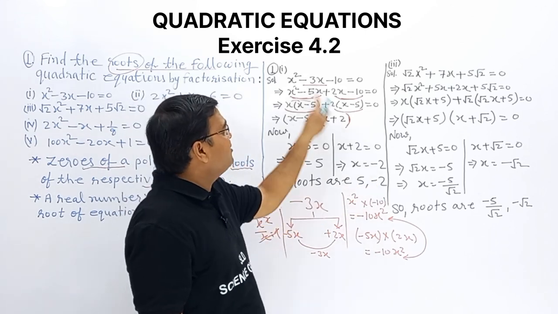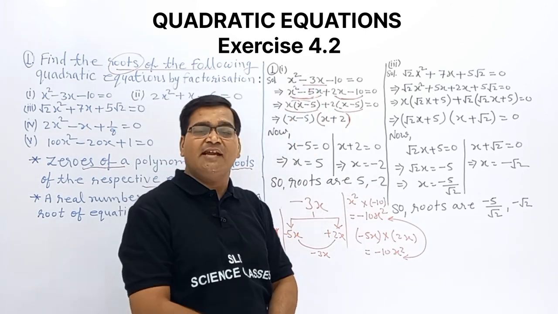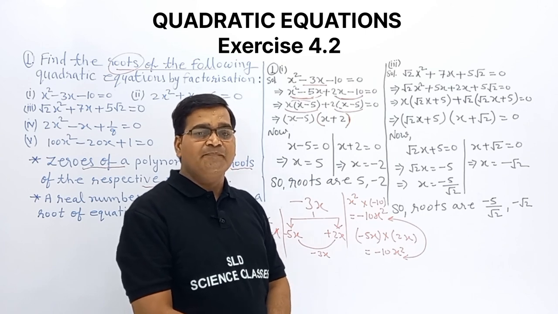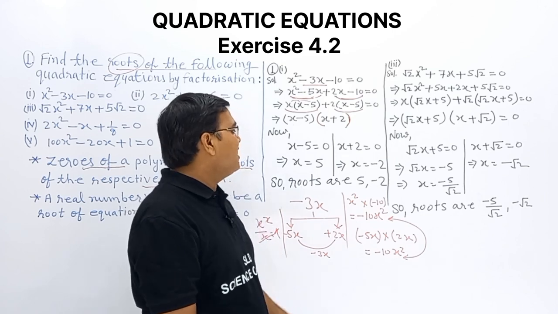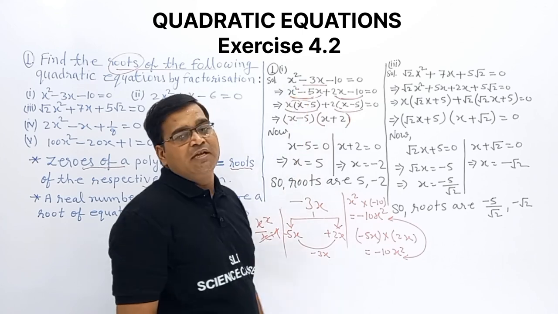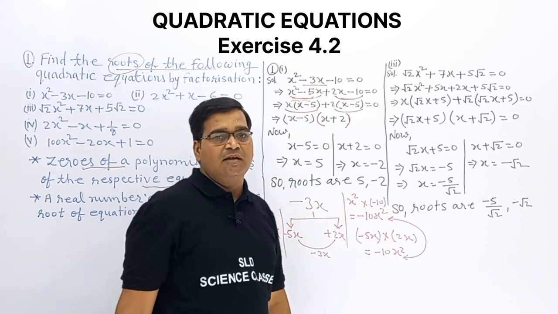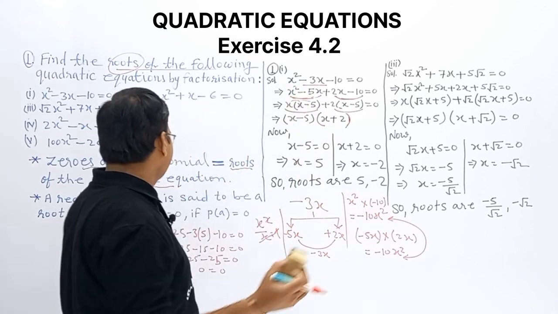Similarly, once we put minus 2, again we are getting left hand side equal to right hand side. Clear? 0 equal to 0. So we can say both are the roots of the given polynomial. Now observe the next question.